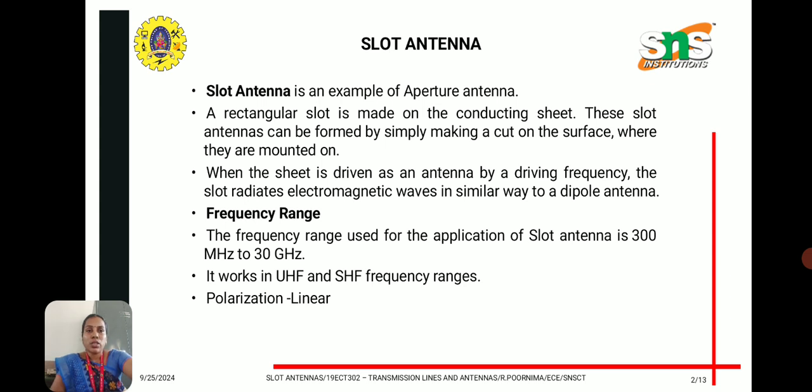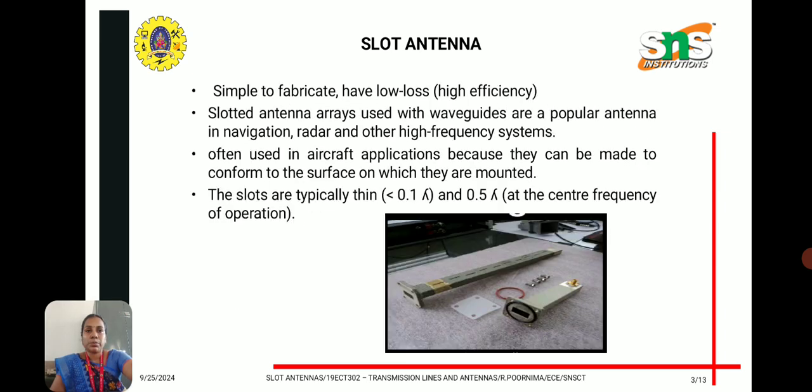So the frequency range used for the application of slot antenna is 300 MHz to 30 GHz, which is the ultra high frequency and super high frequency region, and linear polarization is used. It is simple to fabricate and has low loss and high efficiency. Slotted antenna arrays used with waveguides are a popular antenna in navigation, radar and other high frequency systems. They are often used in aircraft applications because they can be made to conform to the surface on which they are mounted.